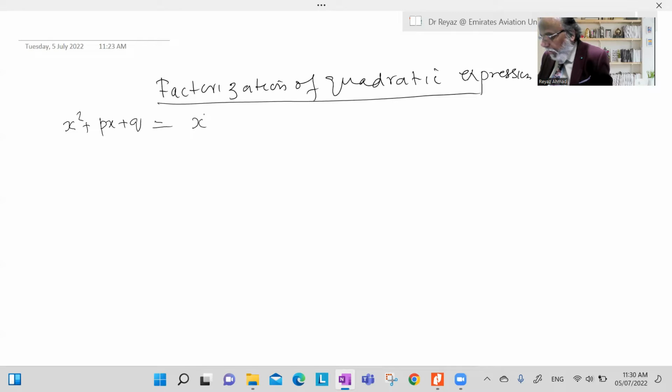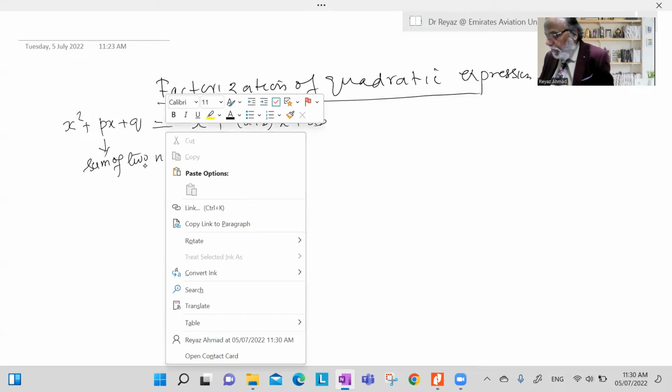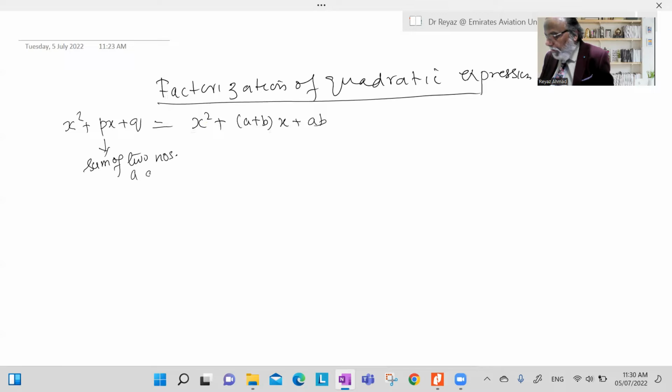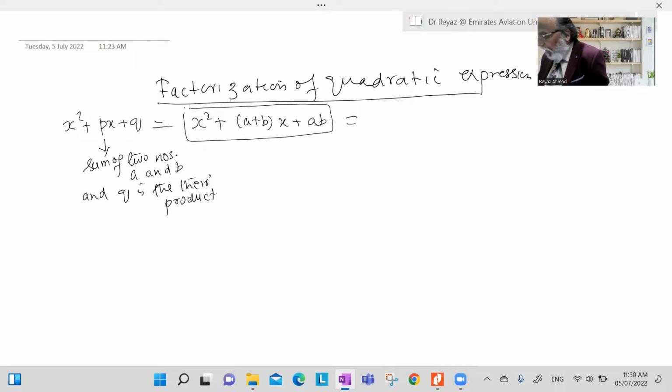In fact, I have rewritten it in this format, where p is the sum of two numbers a and b, and q is their product. And I have told you that if this expression can be written in this way, then the direct formula for the factorization will be like this.